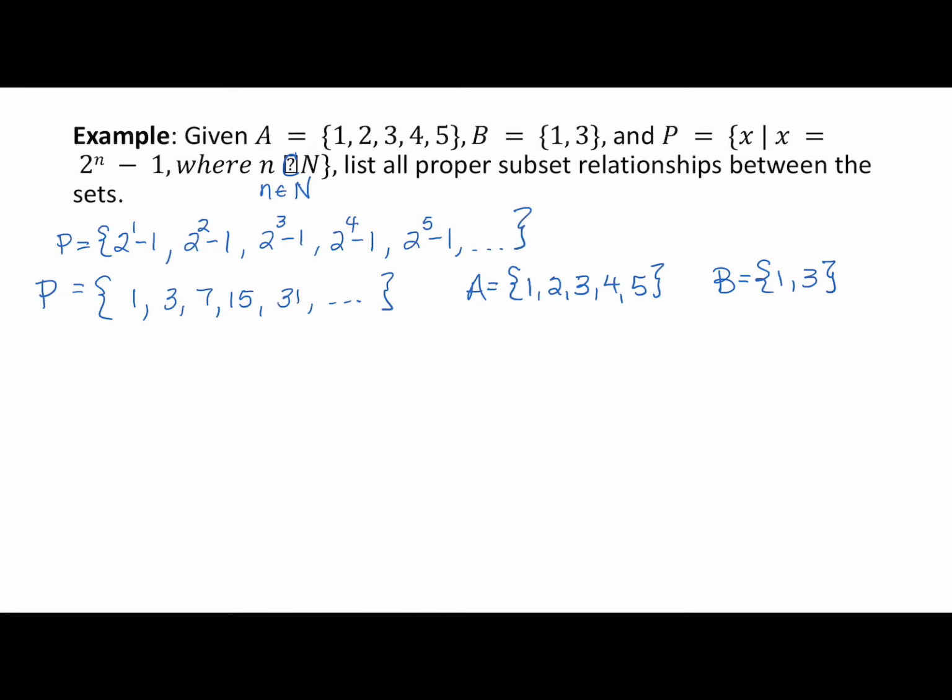All right, so what proper subset relationships do we have? Well, let's just go through. Is P going to be a subset of A? Well, P has infinitely many elements, and A only has 5 elements. So there's no way that every element of P can live in A. So that's not going to work. Same idea with P and B. There's no way that P is a subset of B. So P is not a subset of anyone.